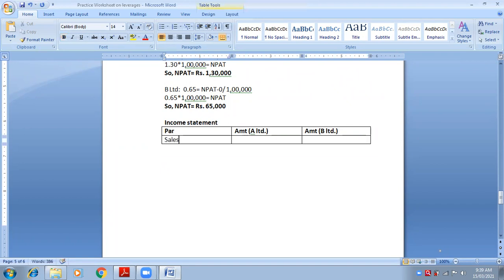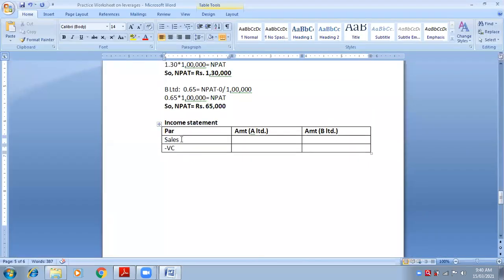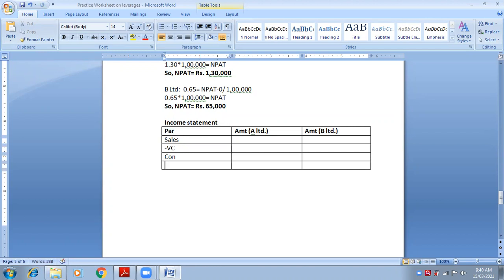Sales. Very good, sales. We don't have sales, so leave it. Then we have less variable cost. But variable cost is said as 40% of sales and 50% of sales in case of A and B Limited respectively. But we don't have sales, so how will we apply 40% on sales? So leave it. What is contribution? We don't have it. Leave it. What is fixed cost? We don't have it. Leave it. Do we have EBIT? No, because contribution and fixed cost both are not available.